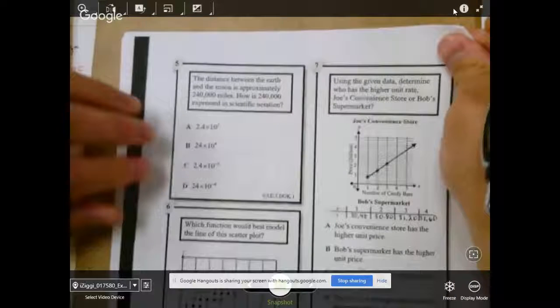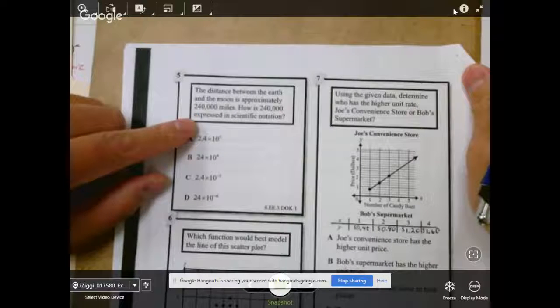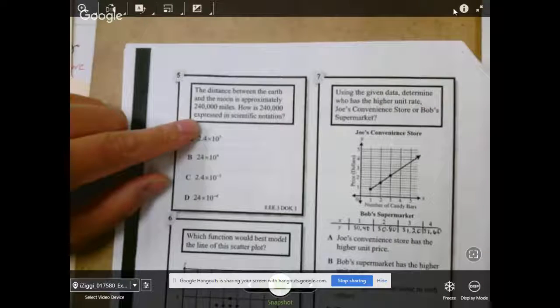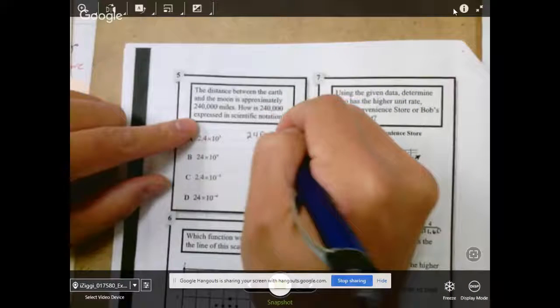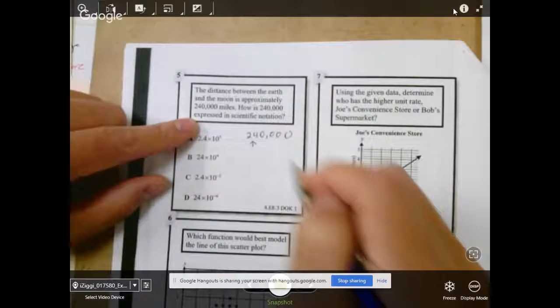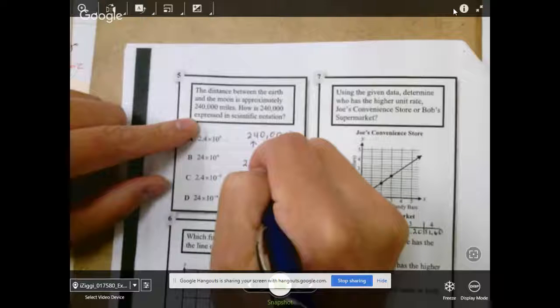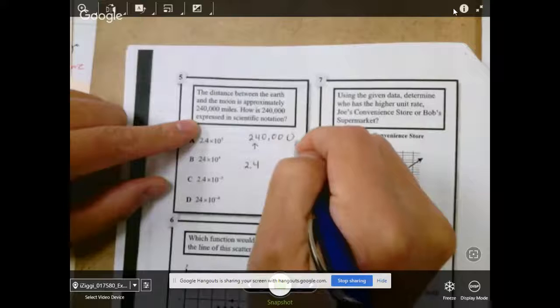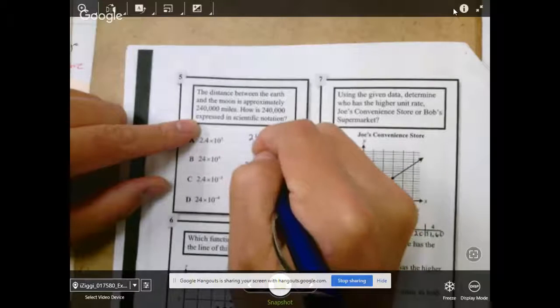Number 5. The distance between the Earth and the Moon is approximately 240,000 miles. How is 240,000 expressed in scientific notation? In scientific notation, we want the coefficient to be a number between 1 and 10. So it's going to be 2.4. If we count how many places the decimal moves from where it started, it's 1, 2, 3, 4, 5. So it's times 10 to the fifth.